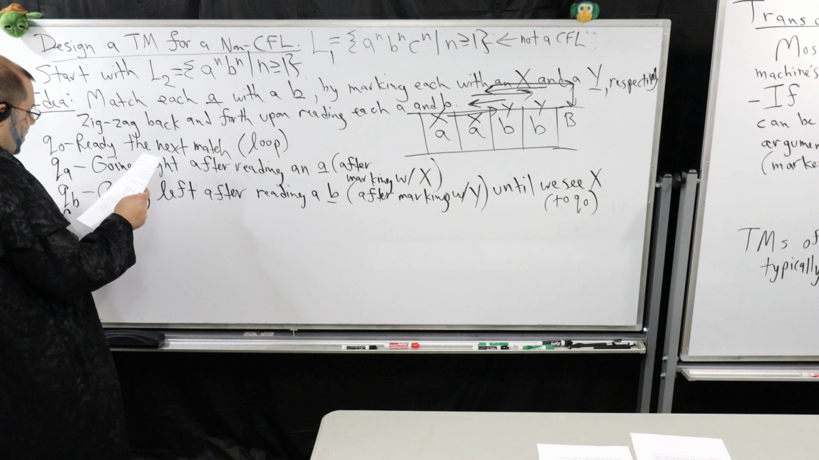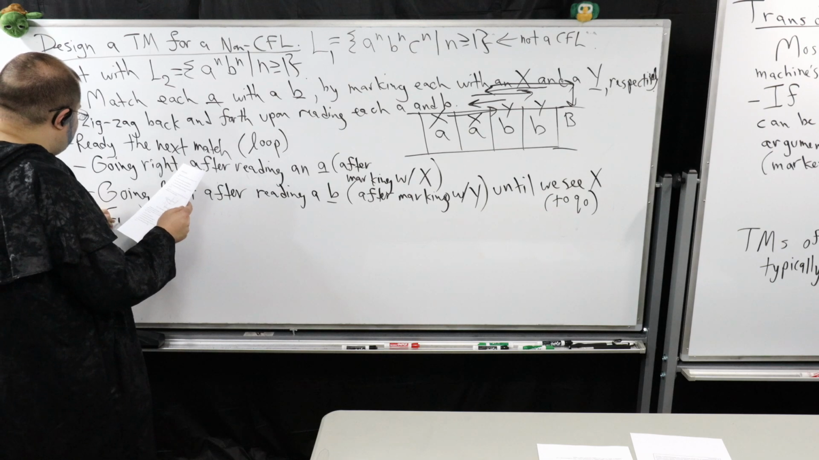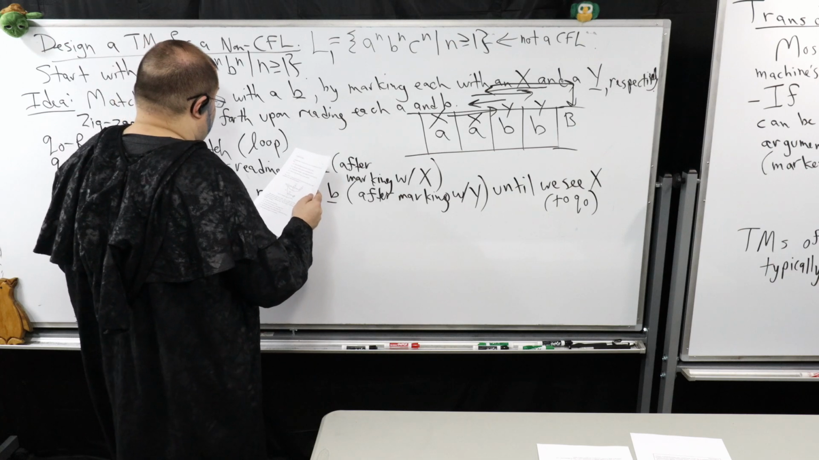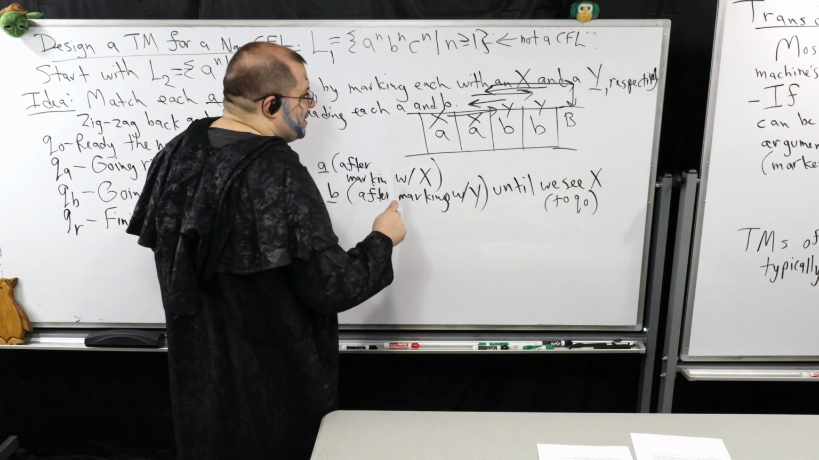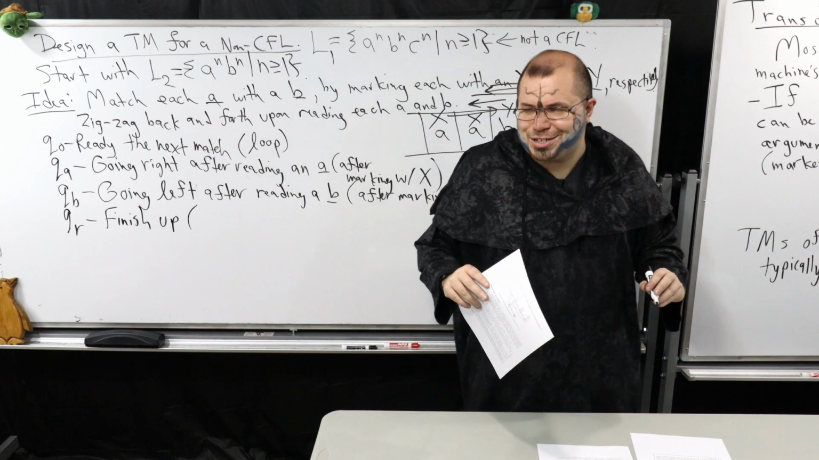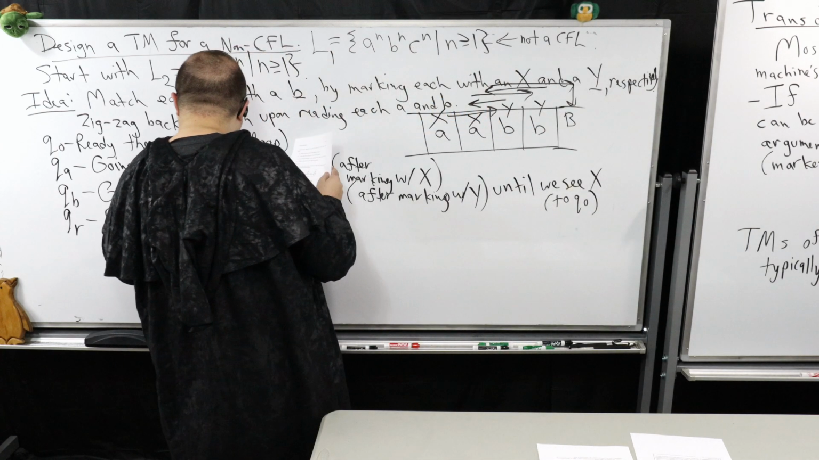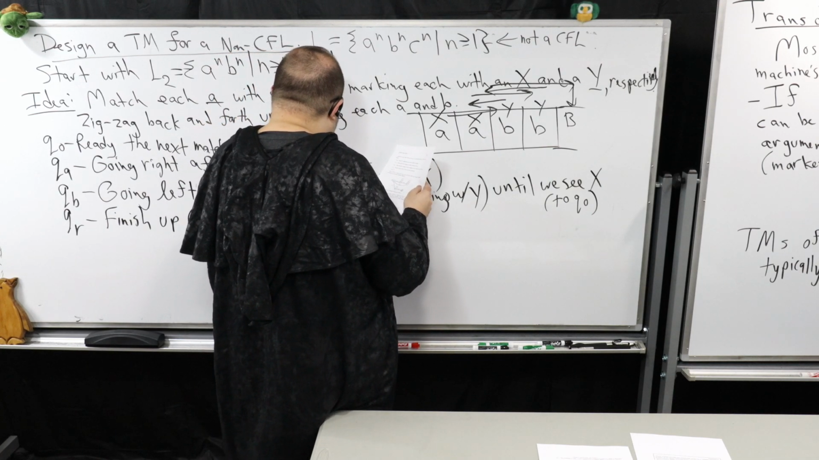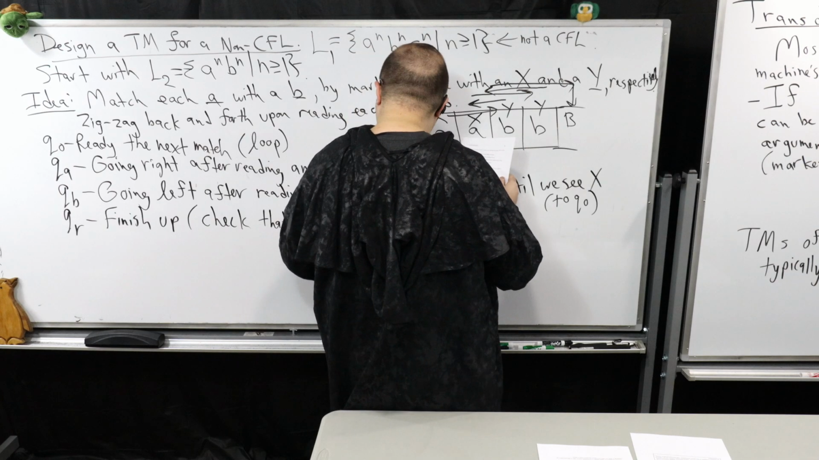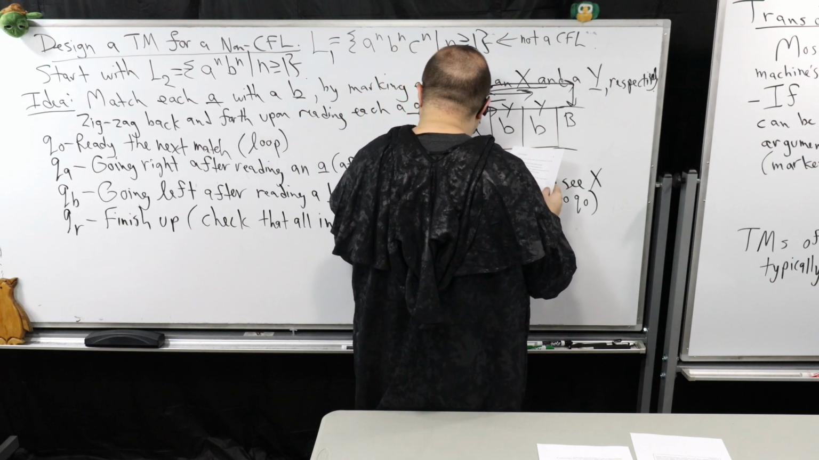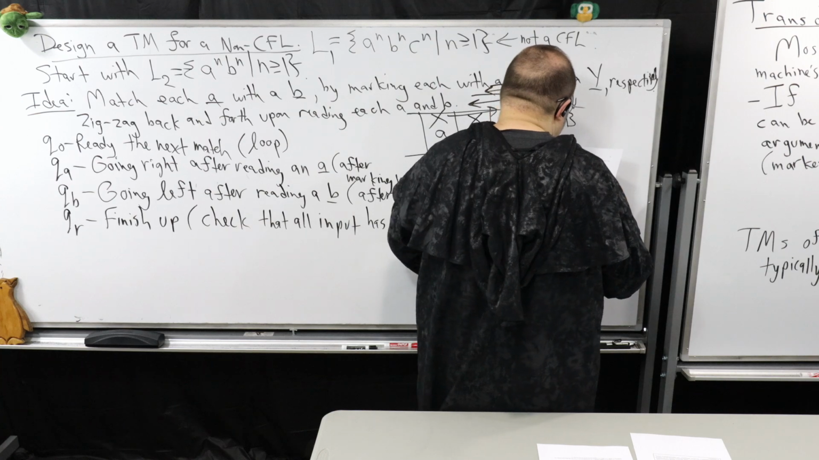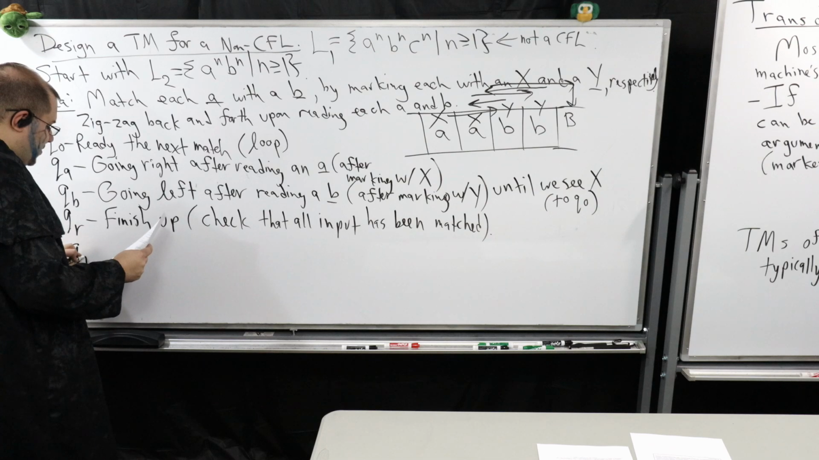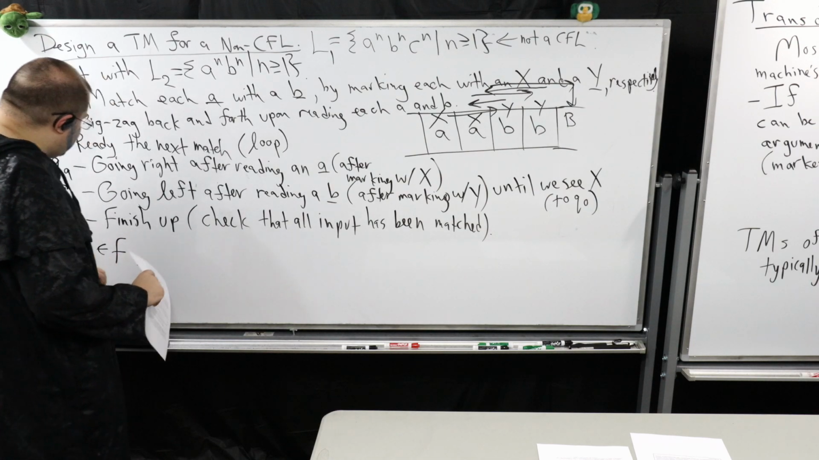And then I'm lastly going to have QR, which is going to be, its job is just to sweep over the input just to make sure I accounted for everything. As in, there are no straggling symbols that I have not matched. Check that all input has been matched. And then I'm just going to have a final state. It's nice and easy. I'll just call it QB. It's going to be a final state.